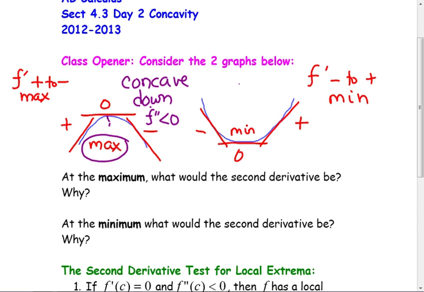This is concave up. Because it's concave up, the second derivative at this point is greater than 0. So what you do to do the second derivative test is you find your critical points on the first derivative, find your second derivative, and evaluate your second derivative at those critical points. If the second derivative is negative, then I know the function's concave down, and then I know I have a max. If the second derivative is positive, then the function is going to be concave up like a cup, and it's going to be a minimum.